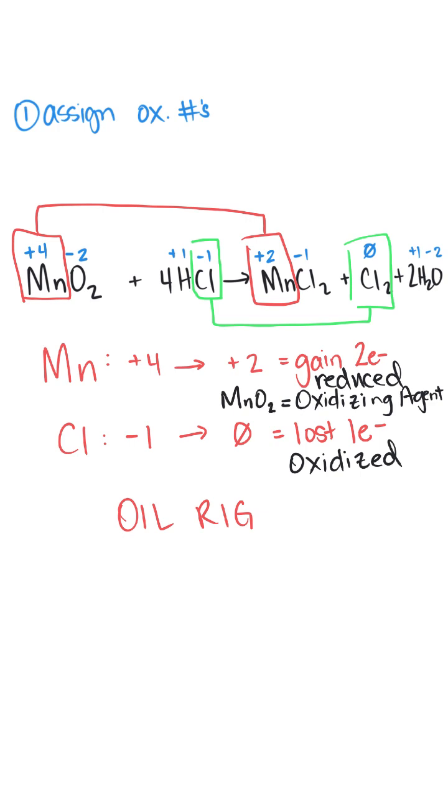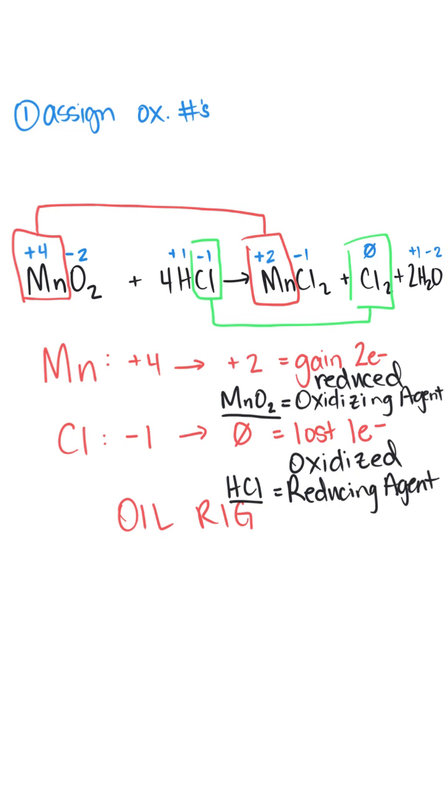So chlorine is oxidized, which means that it is going to be part of the reducing agent. Okay, so that means that I need to find the compound where chlorine was. Well, it was in HCl. Okay, so your oxidizing agent is the compound where the thing that was reduced, manganese, was hanging out. And then the reducing agent is where the thing that was oxidized, chlorine, was hanging out.